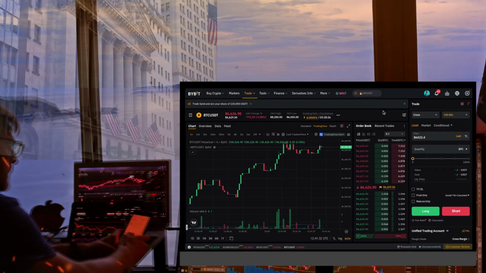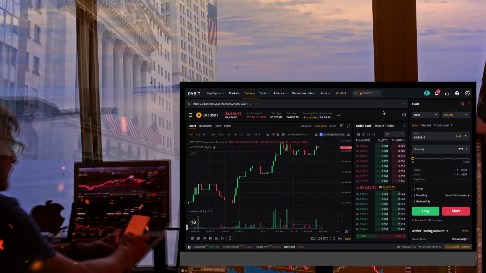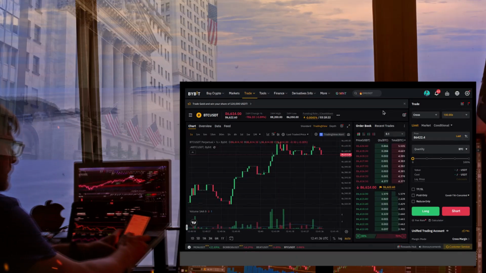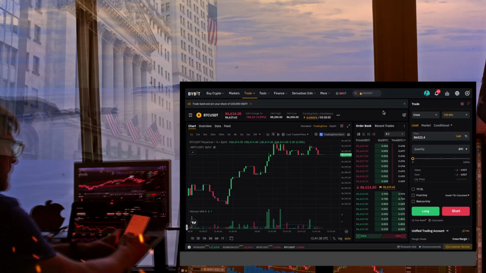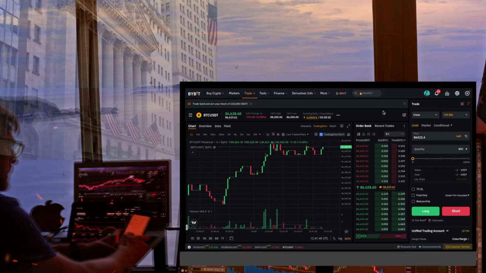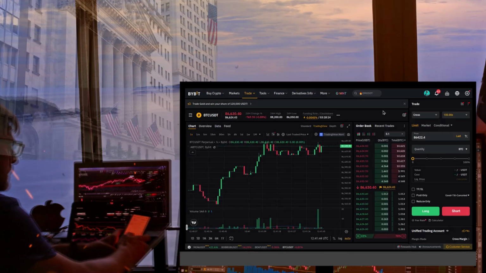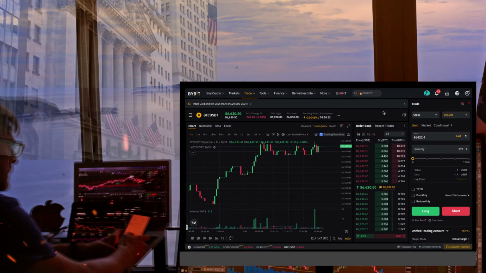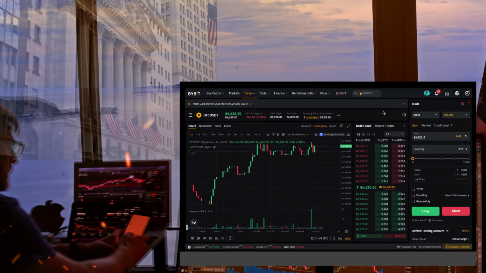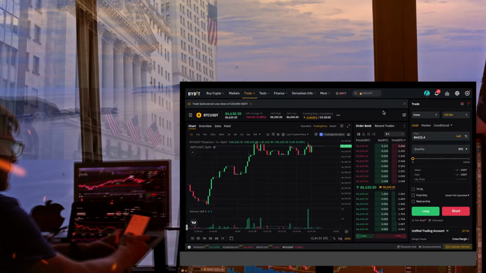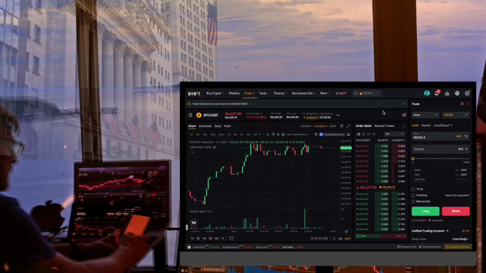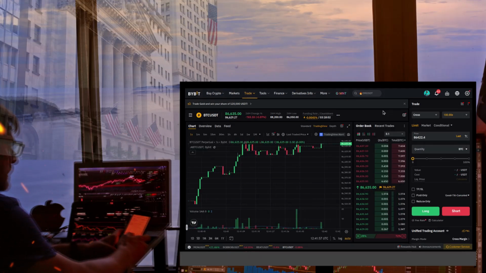How to identify structure in real time. Here is your simple 4-step process. Step 1. Identify the trend. Is it uptrend, downtrend, or range? Step 2. Mark major highs and lows. These are your anchor points. Step 3. Look for structure breaks. Break of structure, BOS, or CHOCH, change of character.